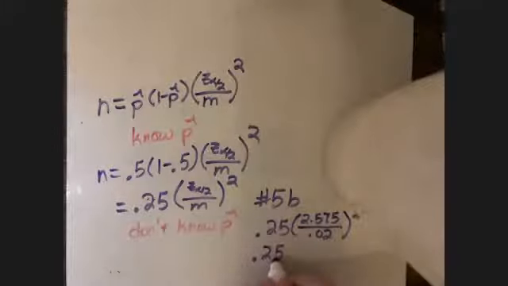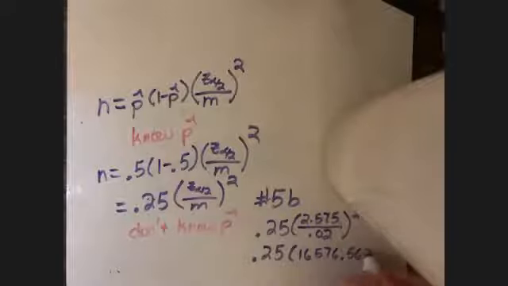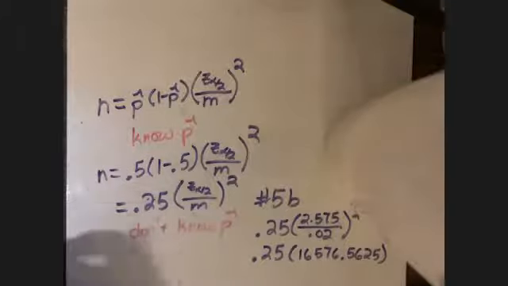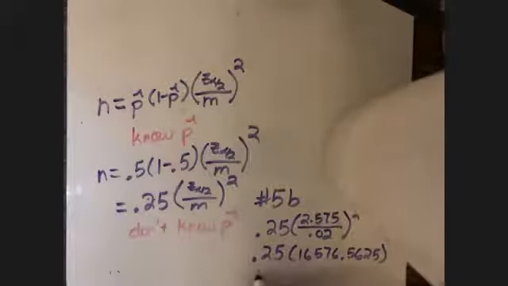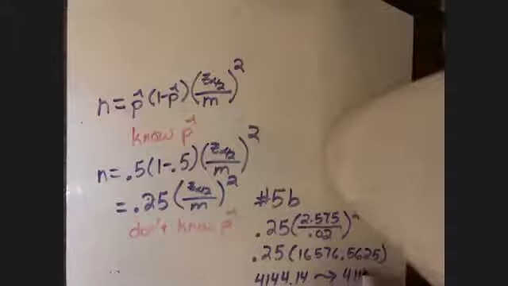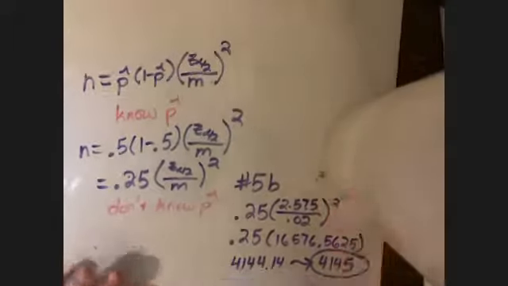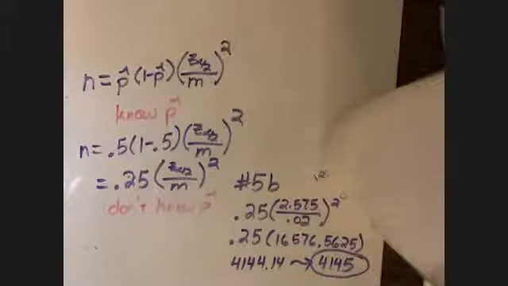So now I have 0.25 times, and then this number was that big, 16,576.5625. And this comes out to be 4144.14, which we're going to send over to 4145. Okay, so I'm going to bring that down a little bit so that you can see all the math there, okay? Again, you always round up with this, okay?